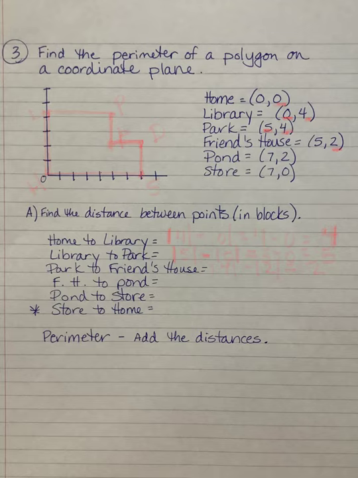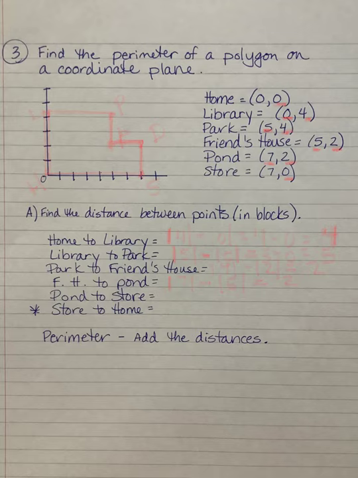Then to go from the friend's house to the pond, we're horizontal, so we're using the x-axis. We're going to use the x-axis of the friend's house and the x-axis of the pond. Because the pond is the bigger value, we'll start with that. So the absolute value of 7 minus the absolute value of 5 is 7 minus 5, so it's 2 blocks. Now the pond to the store is a vertical distance, so I'm going to use the y-axis. I'm going to have the y-axis for the pond and the y-axis for the store. And since the 2 is bigger, we'll start there.